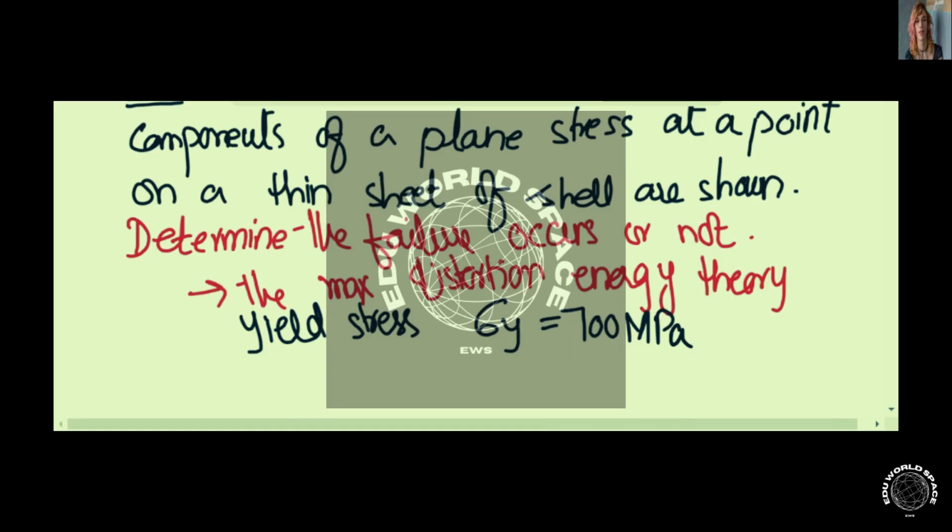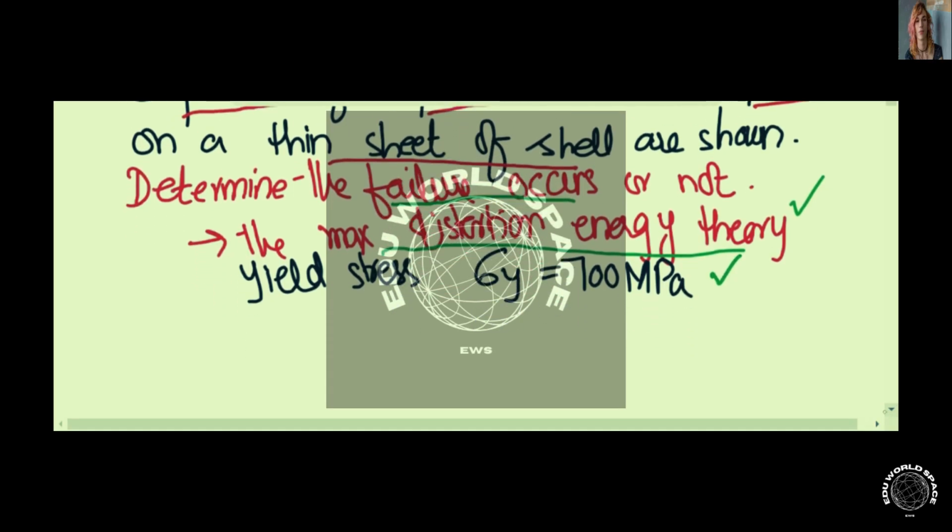This question is very simple, right? We are shown the components of a plane stress at a critical point on a thin sheet of shell, right? And we need to determine whether the failure, which is basically yielding, occurs. Whether the material yields or not, and we need to base our working on the maximum distortion energy theory. The piece of information given to us is that yield stress is equal to 700 megapascals, right? So let's start with the solution.